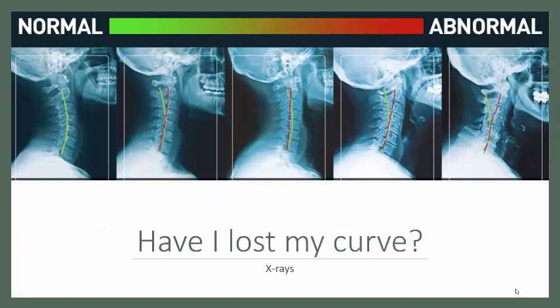Now, how do we know if we've lost the curves in our spine? Well, the only way to really know that is by taking an x-ray. I mean, we can look at someone's posture and kind of see if we suspect they've lost any of their curves. But really the best way to see that is by taking a spinal x-ray. We take digital x-rays in our office, and it is the best way to be able to see that, and that is just one of the many reasons that we take x-rays in our office.